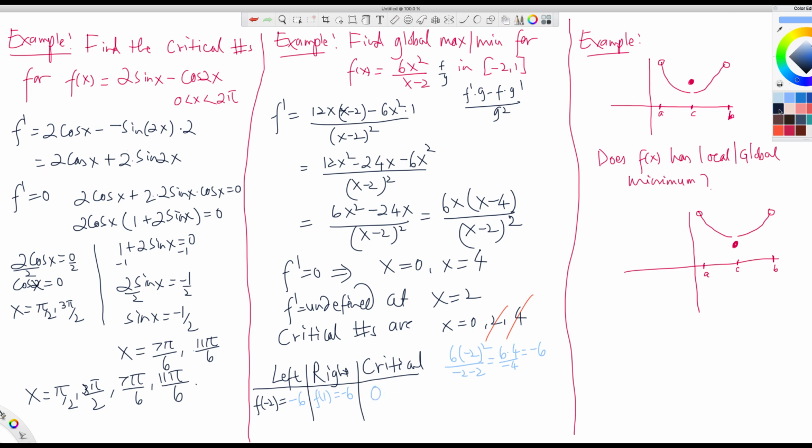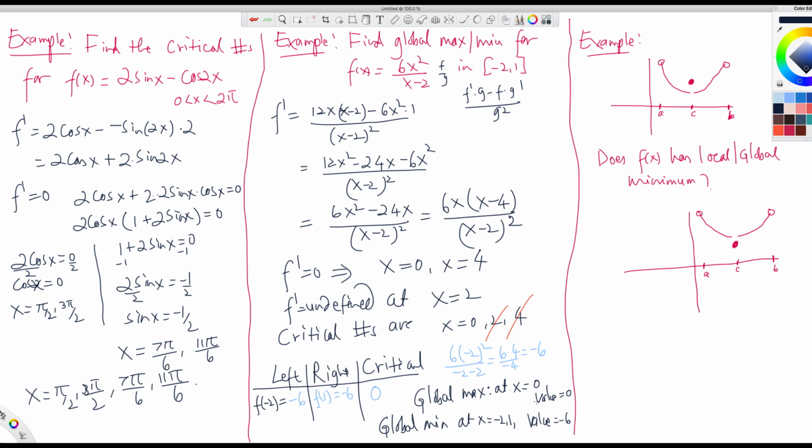So which one is the maximum, which one is the minimum? The global max is at x equals 0, right? Because this is the maximum value of those. At x equals 0, it is the global max, and the value is 0 as well. The global min is at x equals -2 and x equals 1, and the value is -6. This is how we answer that.